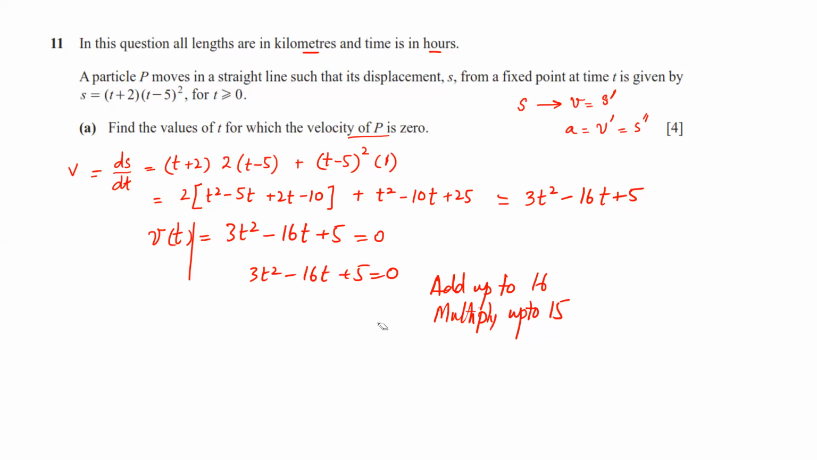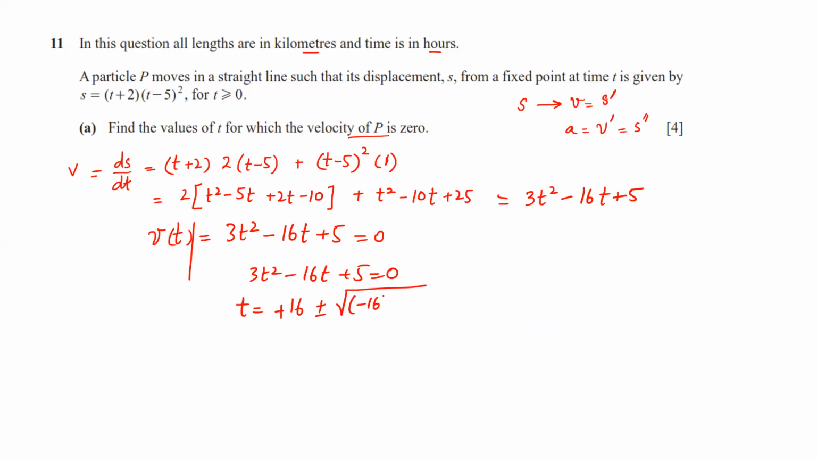This will be a little tricky, so let's use the quadratic formula. t equals minus b, which is 16, plus or minus the square root of b squared, 16 squared, minus 4 into 3 into 5, over 2 into 3. So if I solve, the t values are 1 by 3 and 5.